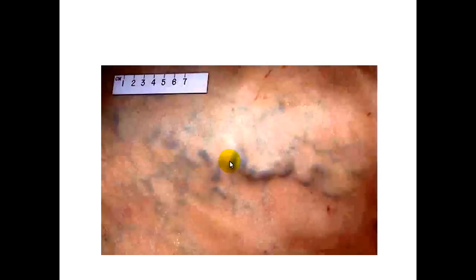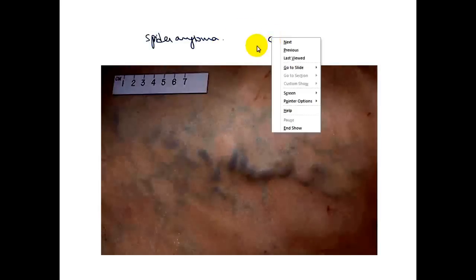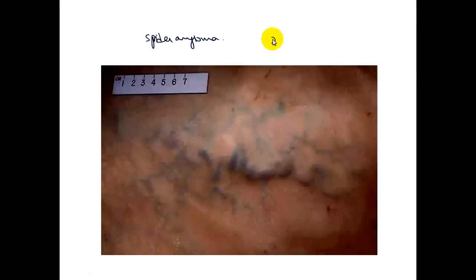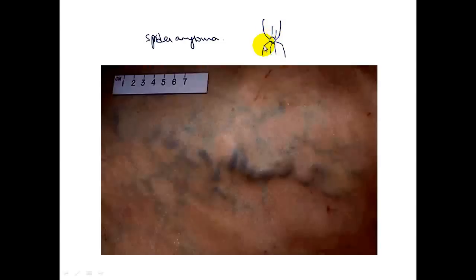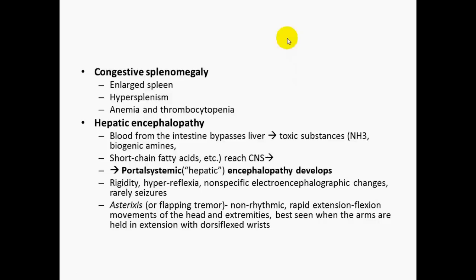These are called spider angiomas, also called spider nevi. There's a small dilated arteriole in the middle, and you have small arterioles surrounding it, and it looks like a spider, and that's why we call it a spider angioma or spider nevi. Congestive splenomegaly is going to cause hypersplenism, anemia, and thrombocytopenia.